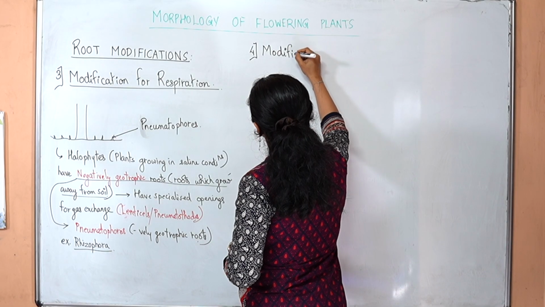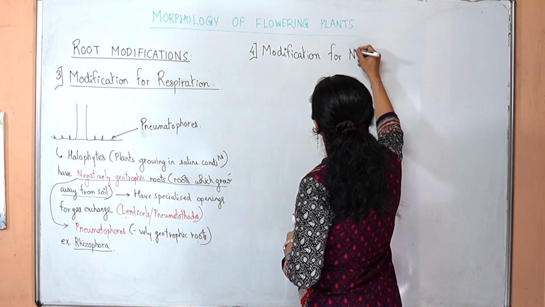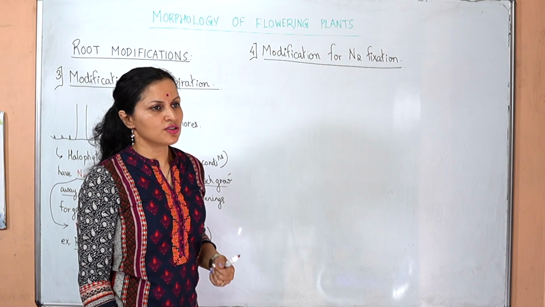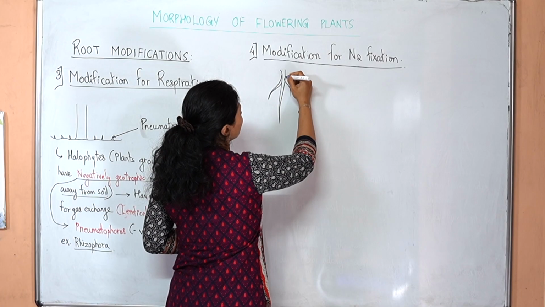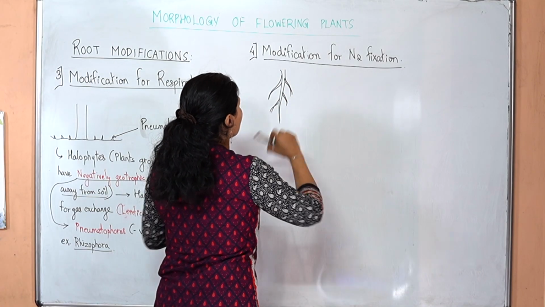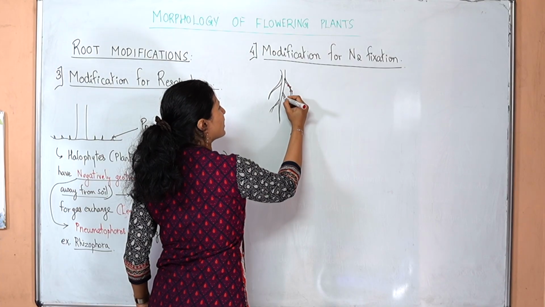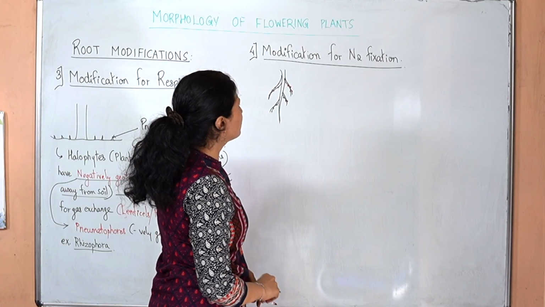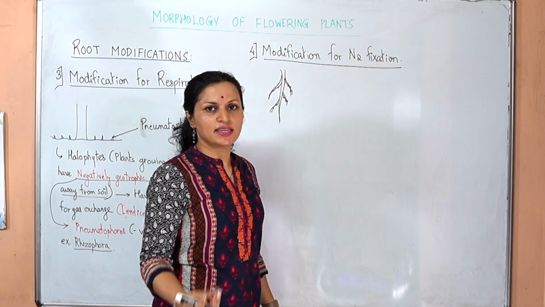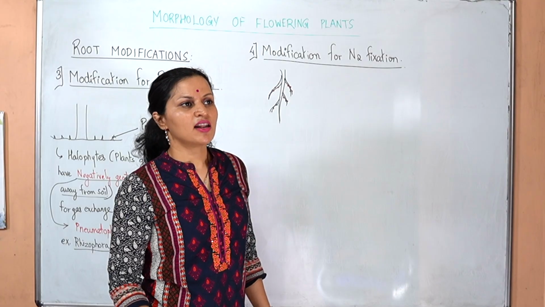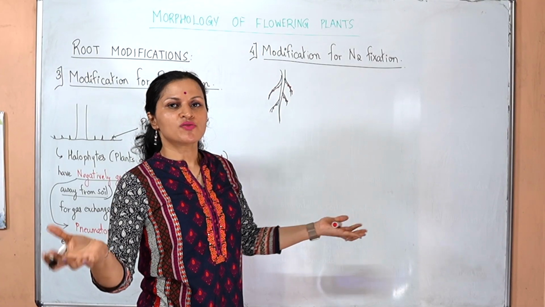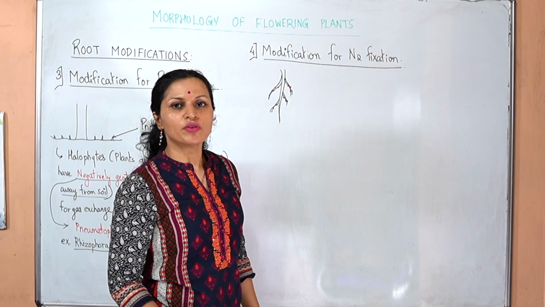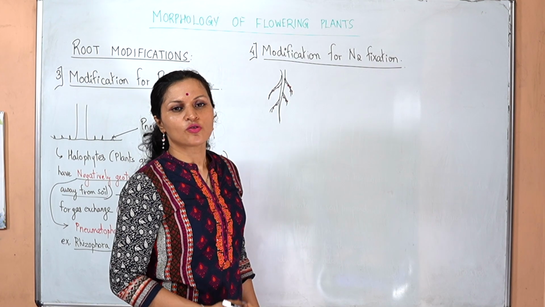Clear? Next we are looking at modification of root for nitrogen fixation. Some roots modify themselves for nitrogen fixation. Do you know? There are some roots which, if you look at them, they will have such type of nodules. Okay, nodulose roots they are called. If you investigate inside these nodules, there will be specialized nitrogen fixing bacteria like Rhizobium, which will fix the atmospheric nitrogen inside them into important nitrogen constituents like ammonia, which is very important for the growth of any plant.